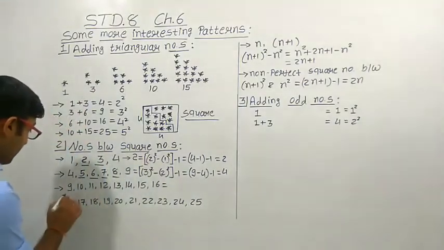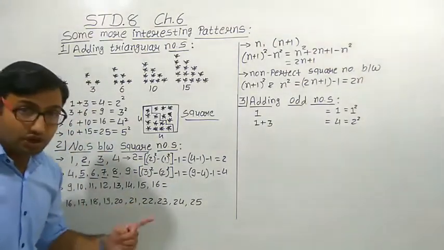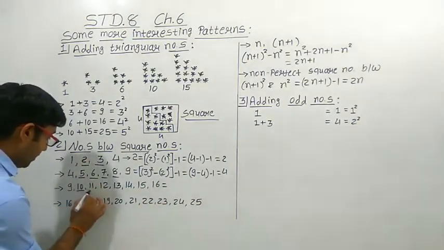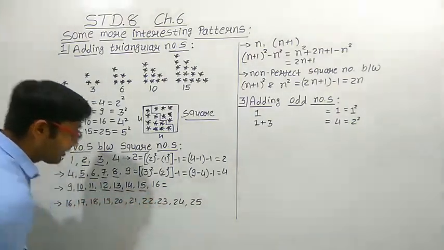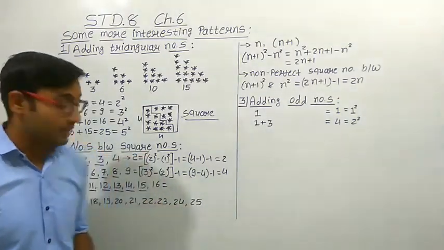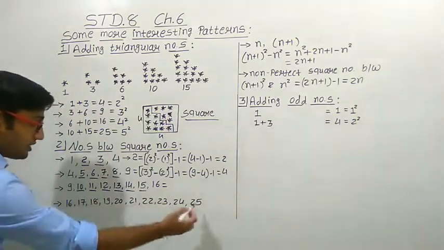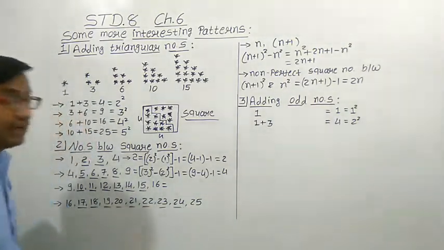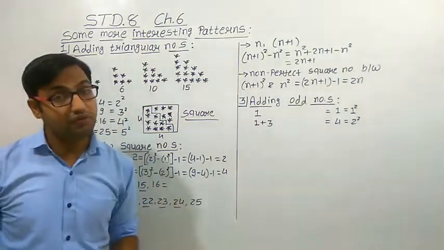In the same way, 9 and 16 are perfect square numbers. But in between 9 and 16, how many numbers do we get? 1, 2, 3, 4, 5 and 6. The 6 numbers are the numbers which are not perfect square numbers. Here also you can count in between 16 and 25. 1, 2, 3, 4, 5, 6, 7, 8. 8 numbers are there which are not perfect square numbers.